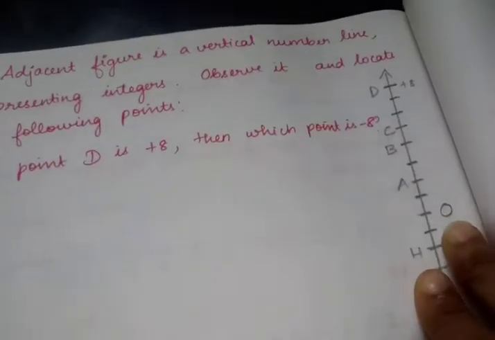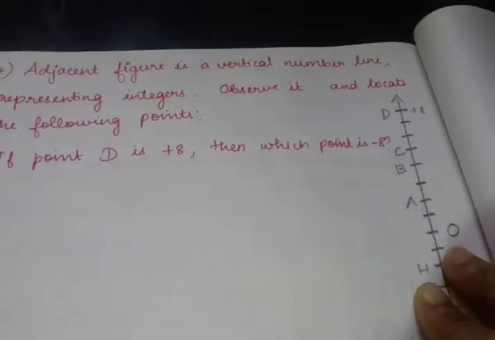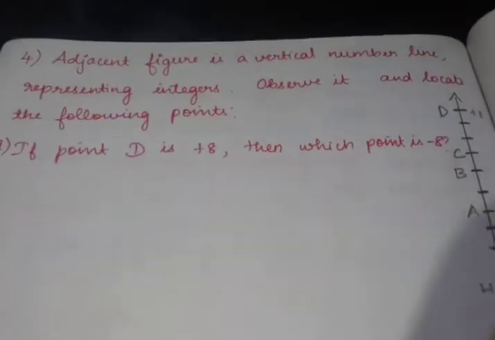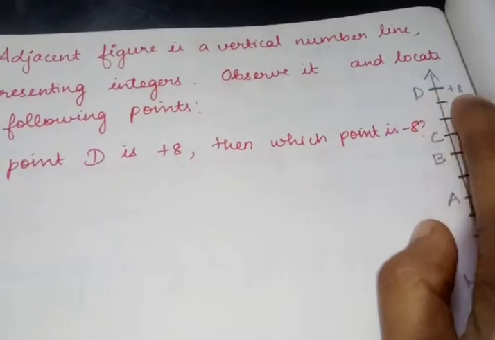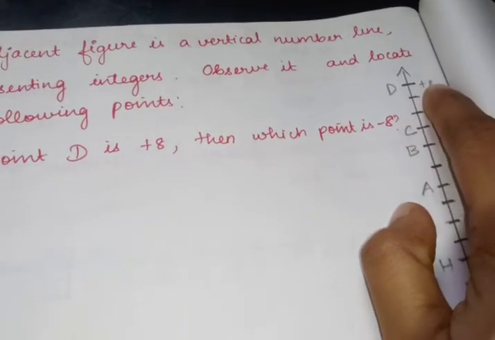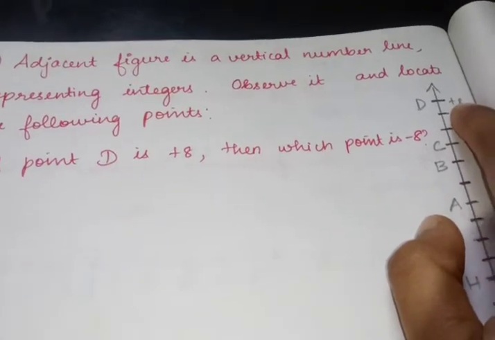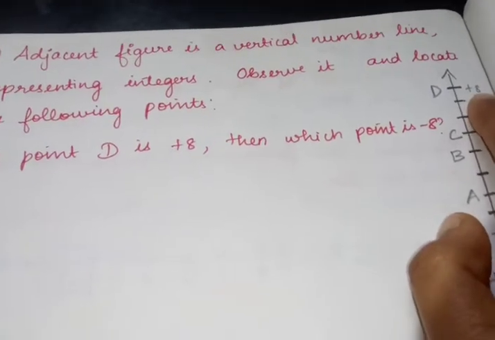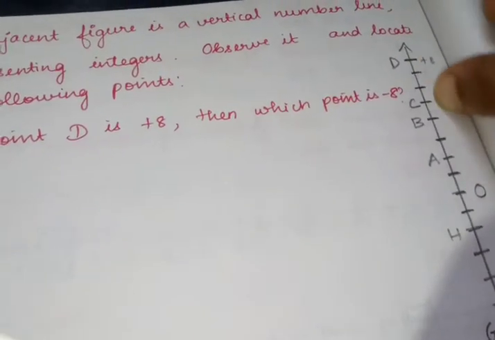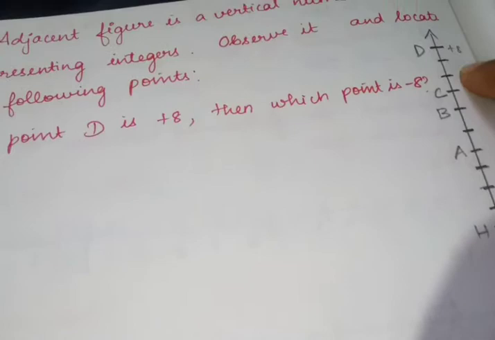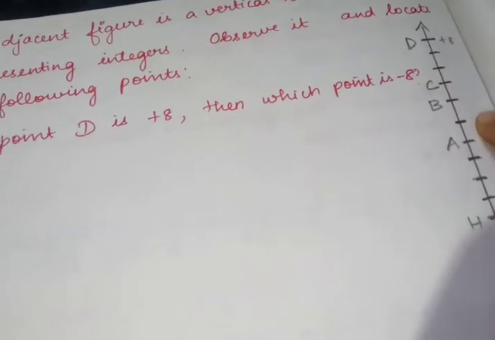Observe it and locate the following points. We have to see this and locate the following points. A: if point D is plus 8, then which point is minus 8? We want to find where the minus comes. See here, upwards is plus, because here plus 8 means here also plus, everything will be plus.